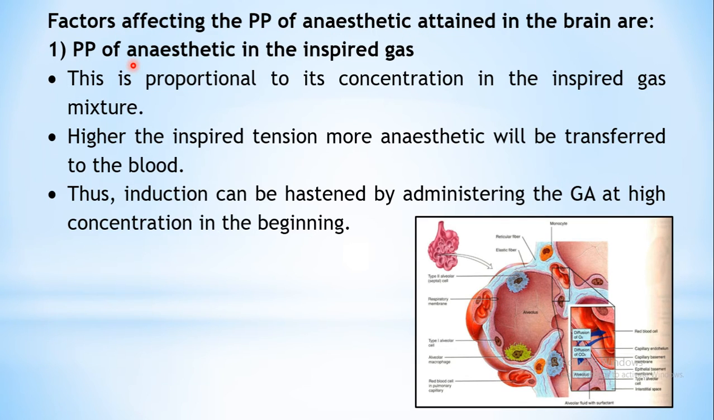Coming to the first factor, that is the partial pressure of the anesthetic in the inspired gas. Now this is a picture of a single alveolus which is shown over here. These are your alveoli, a grape-like structure, with many alveoli attached to each other. This is the functional unit, and this is the membrane, which is magnified over here.